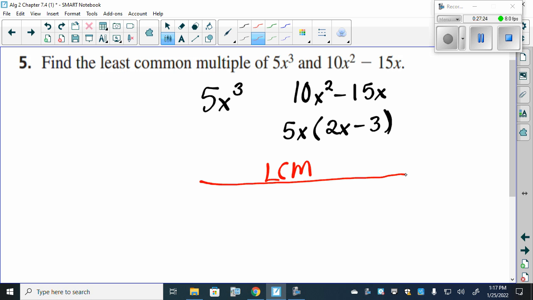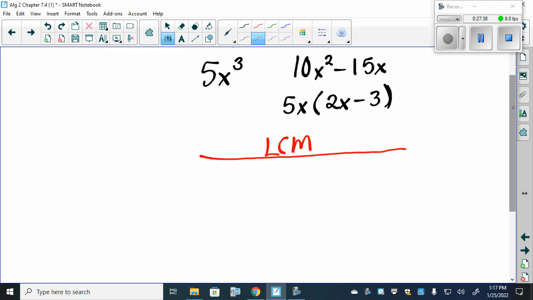So now that we have these both factored completely, or as simplified as we can get them, we want to see what we need to do to make them be the same, or the smallest version that we can make them both be the same as. Because that's the real big focus here, is getting them to be the same.